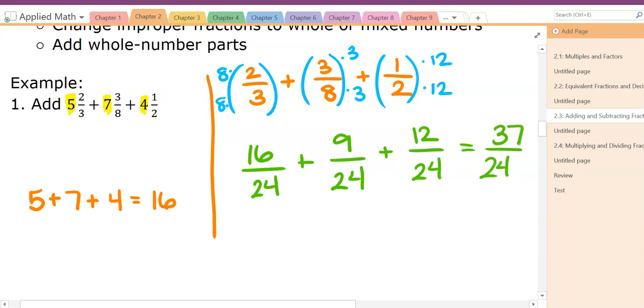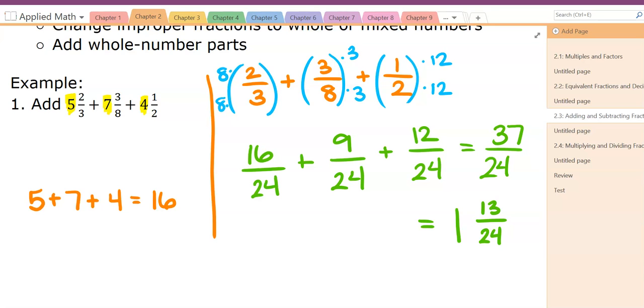Let's write this as a mixed number. How many times can 24 go into 37? Once. What's the remainder going to be? 13. So we put that over 24. Okay, and so why is it going to be 17?